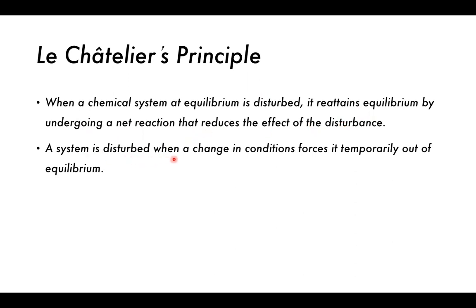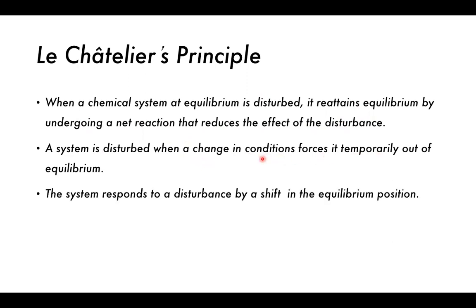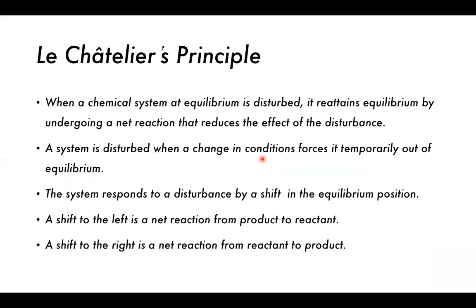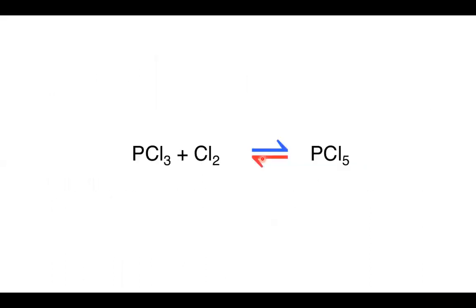A system is disturbed when a change in conditions forces it temporarily out of equilibrium. And the system responds to a disturbance by a shift in the equilibrium position. A shift to the left is a net reaction from product to reactant, and a shift to the right is a net reaction from reactant to product. So here we have a system where PCl3 reacts with Cl2 to give us PCl5. This is quite a common industrial reaction, and we'll be seeing what can cause shifts to the equilibrium.